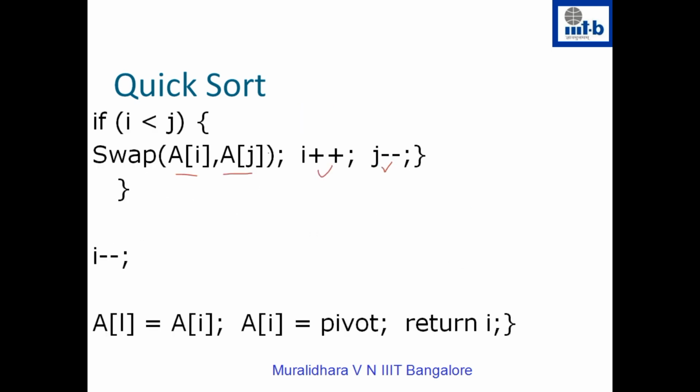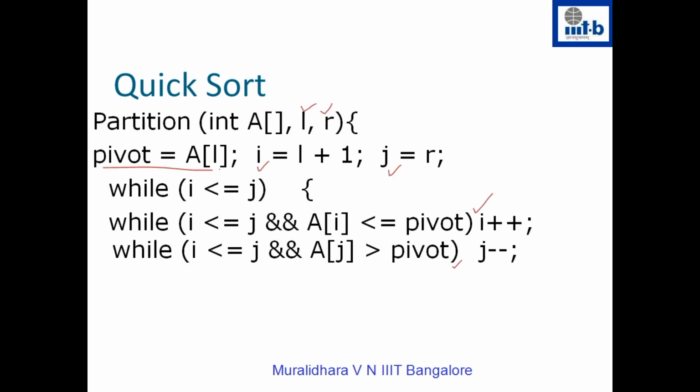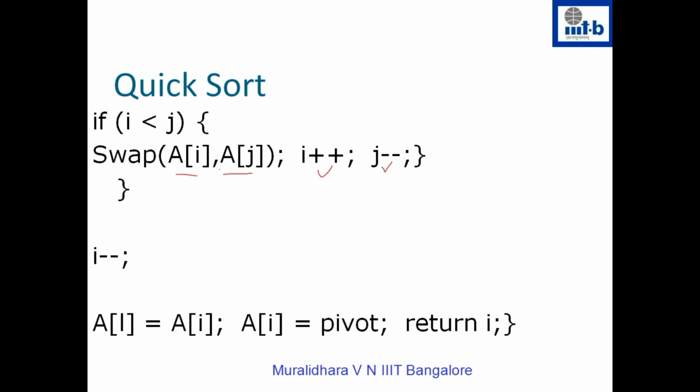When I come out of this loop, what is there at I minus 1? When I come out of this while loop, I will be strictly greater than j. So I just take I minus 1. The previous number will be smaller than or equal to the pivot. So if I just look at a of I minus 1, I just do I minus minus.